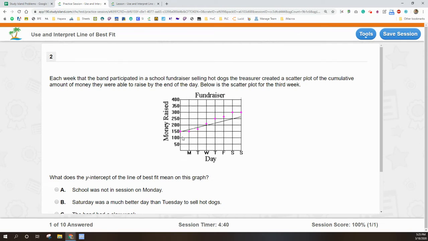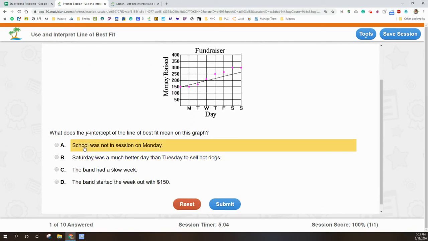So the line of best fit here intersects the y-axis at 150. So the money raised is 150, but that's before the week even starts. Notice the first day of the week here is Monday, then Tuesday, Wednesday, Thursday, Friday, Saturday, Sunday. So the 7 days of the week are already included right here. They had 150 before any of that happened.